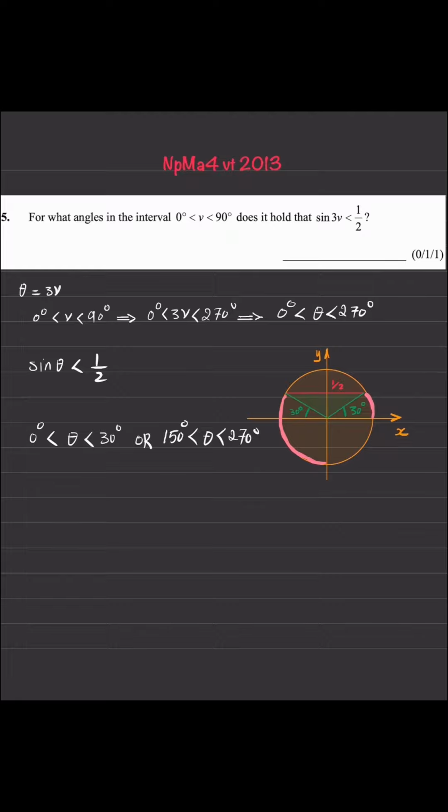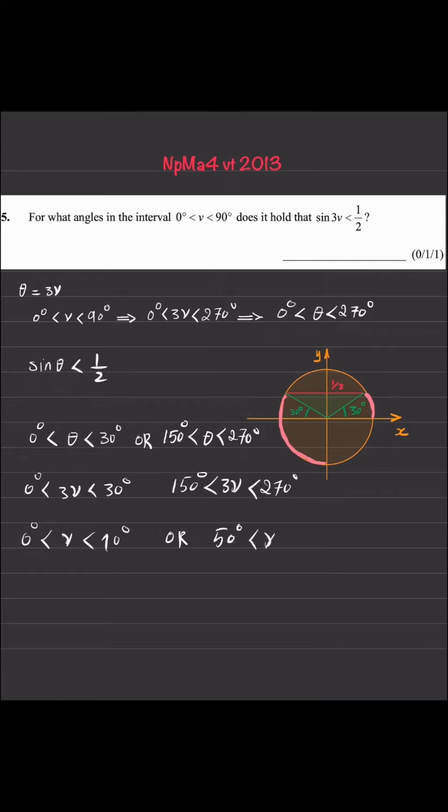Okay, but now I have to go back to my original variable. So instead of theta, I can put 3 nu. Then 3 nu is somewhere between 0 degrees and 30 degrees. By dividing everything by 3, I get 0 degrees and 10 degrees. Or I will do the same thing here. So 3 nu is between 150 degrees and 270 degrees. Again, I divide everything by 3. I get 50 degrees less than nu less than 90 degrees.